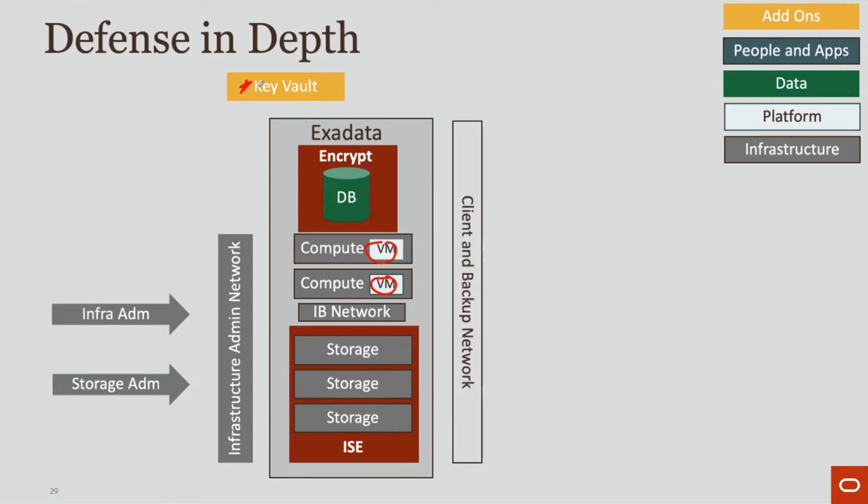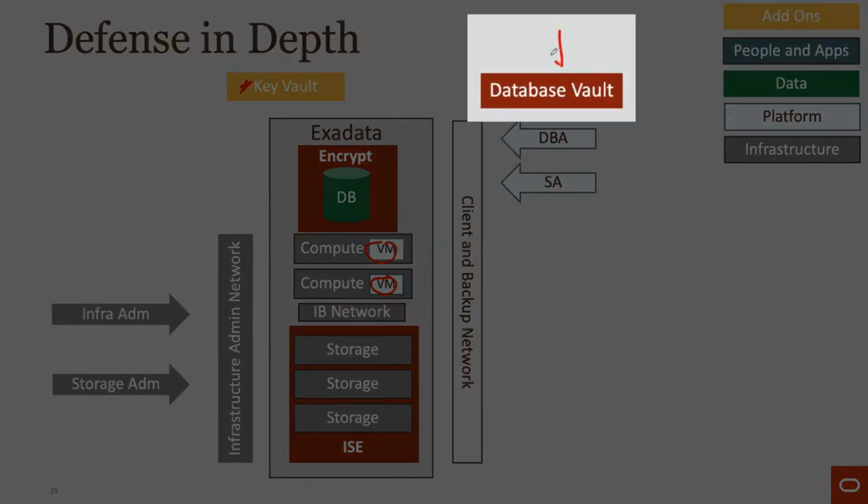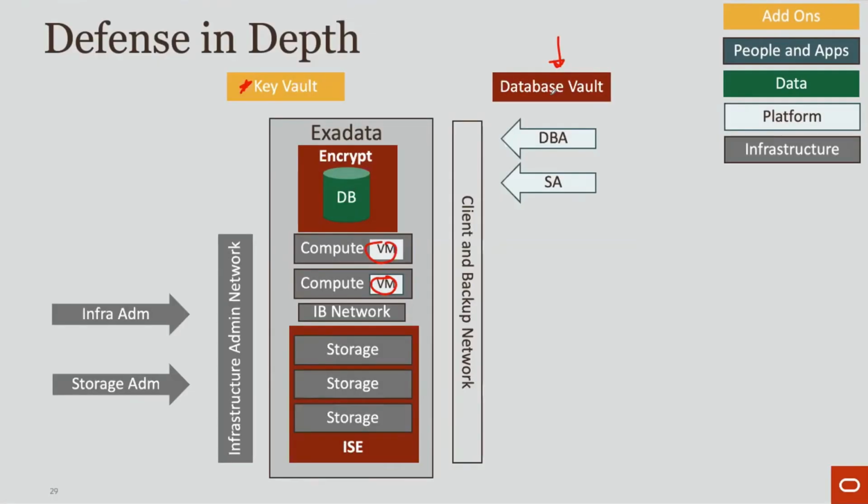And then when you walk up, you put your client and backup network on the thing. Your DBA and SA can get in and access the VMs in the database. We use Oracle Database Vault so that we can revoke the system or privileged accounts from having access to data, to give yet another control. So at this point, you only have named user access to data.